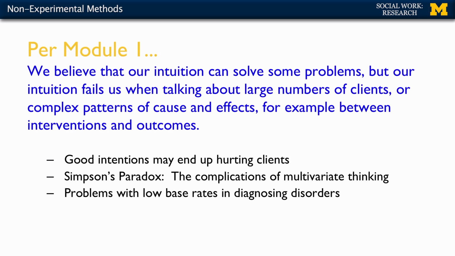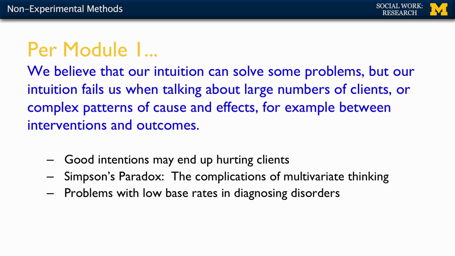So in Module 1, we talked about this idea that our intuition is actually fairly good and fairly useful in solving some problems. But our intuition fails us when we're talking about large numbers of clients or complex patterns of cause and effect. For example, complex patterns of cause and effect, the relationship between interventions and outcomes. So at the end of Module 1, we talked about the way that good intentions may, in fact, end up hurting our clients rather than helping our clients.